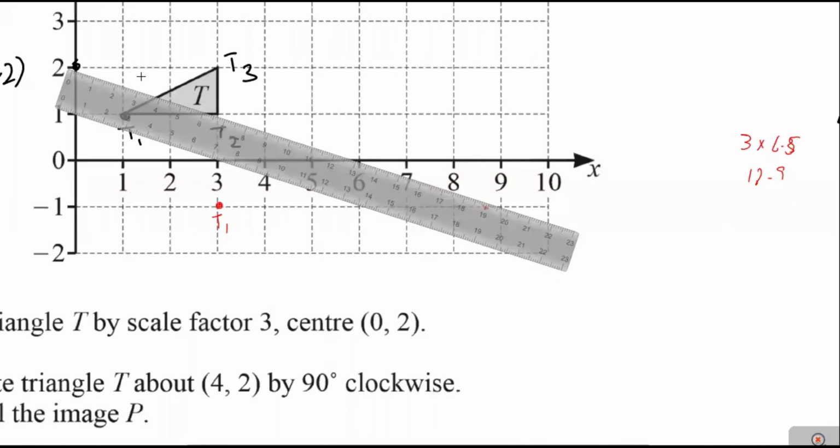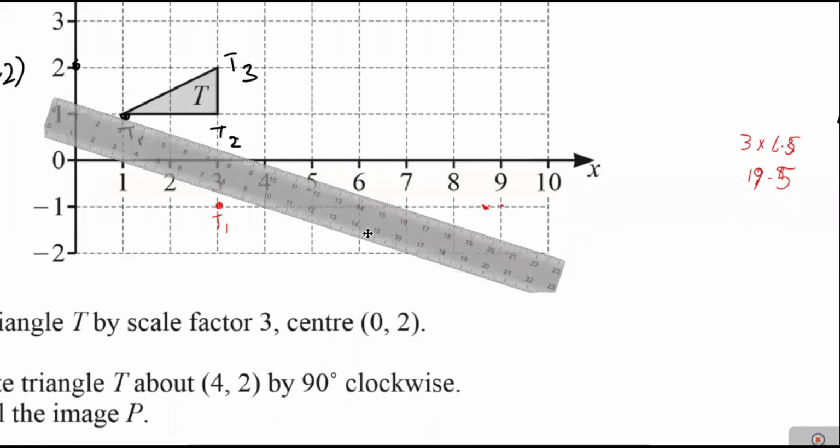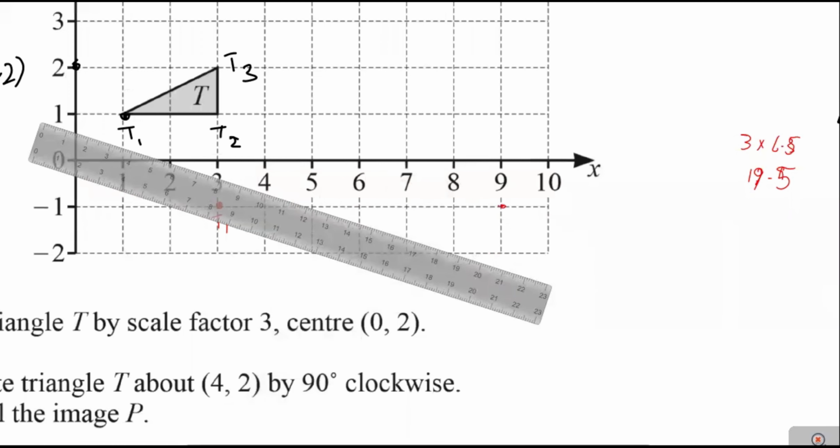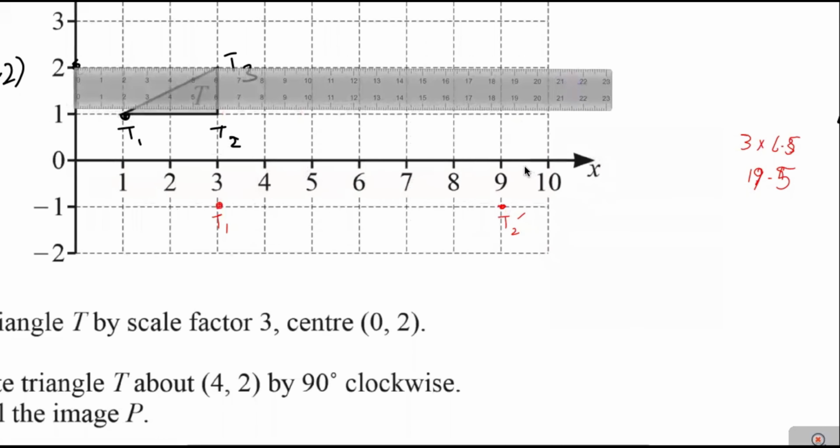Next point is T2 dash. Now we have to mark T2 dash. You see here the distance from E to T2 is 6.5. Now 3 times 6.5 is equal to 19.5. Now we mark the point. This is the point, 19.5, and that's from E to T2 dash. This is T2 dash.